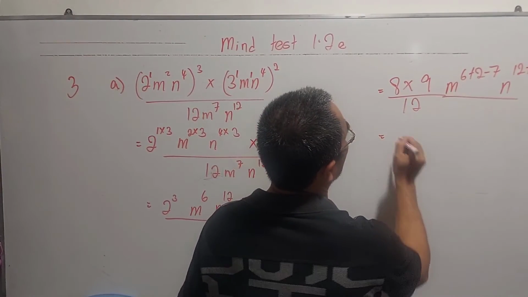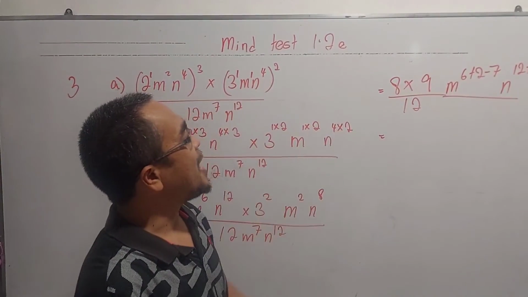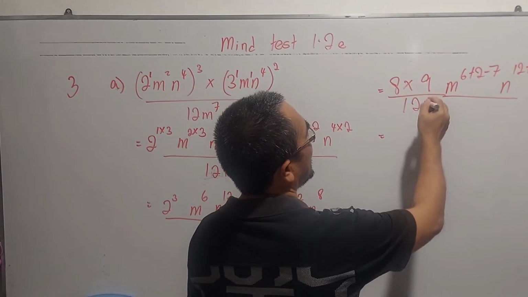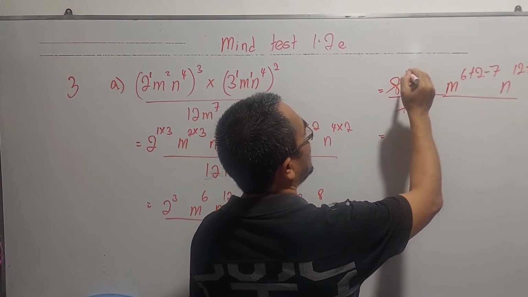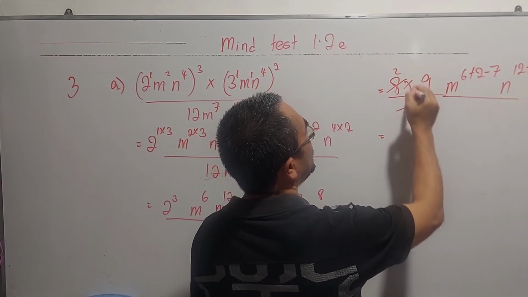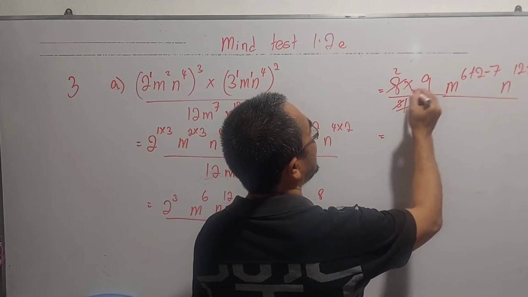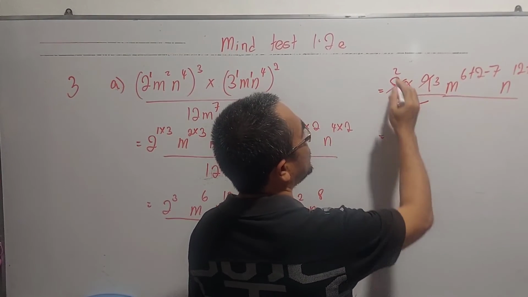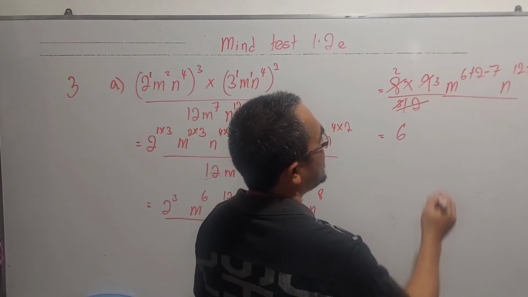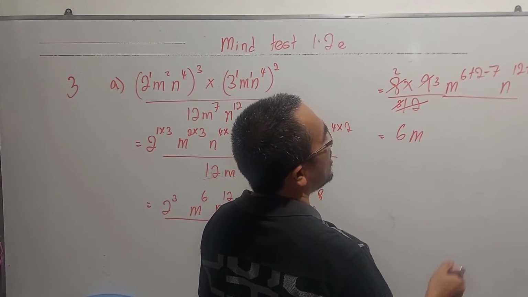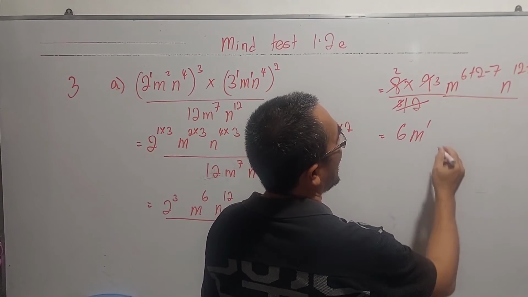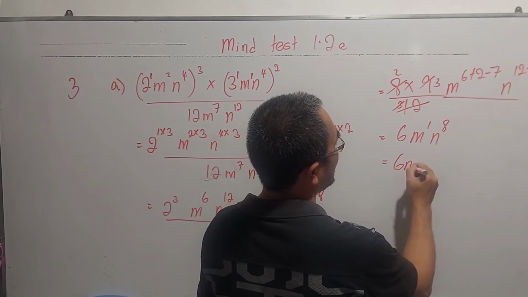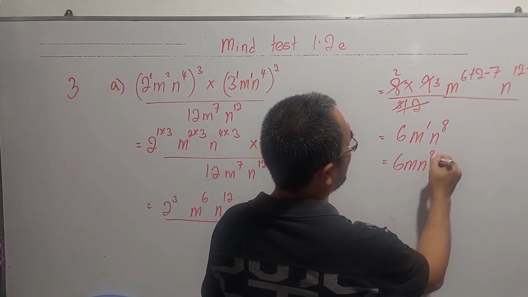Okay, so then we calculate 8 times 9 will be 72. 72 divided, or you can cut here, divide by 4, you get 2, get 3, and 3 you can cut with 9, you get 3 here. So 2 times 3 will be 6. So m to the power of 1, and then n to the power of 8, but usually we write 6mn to the power of 8.